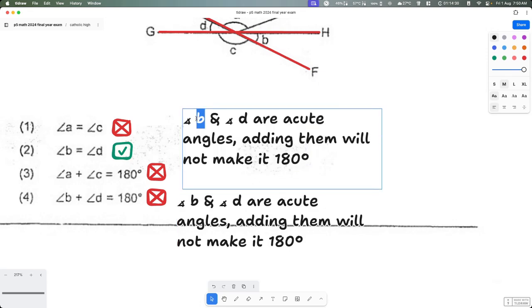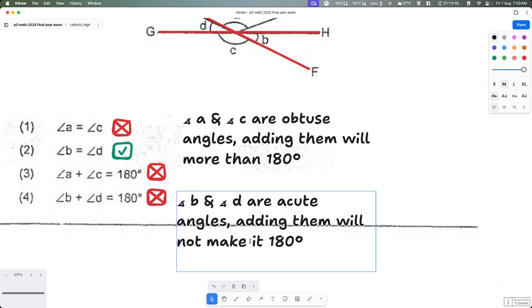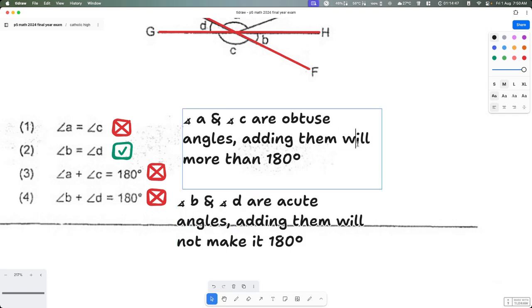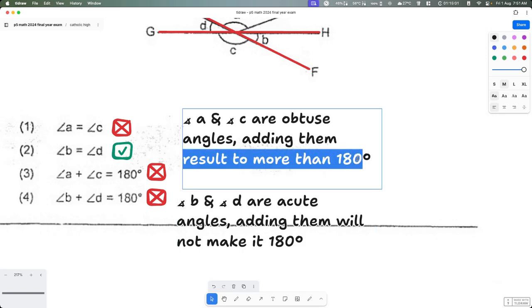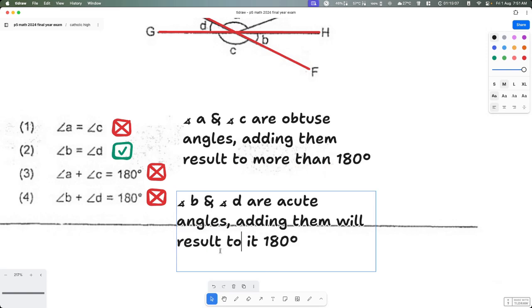A and C are obtuse angles, and adding them will result in more than 180 degrees. Then adding B and D, which are acute, will result in less than 180. So that's why these are wrong.